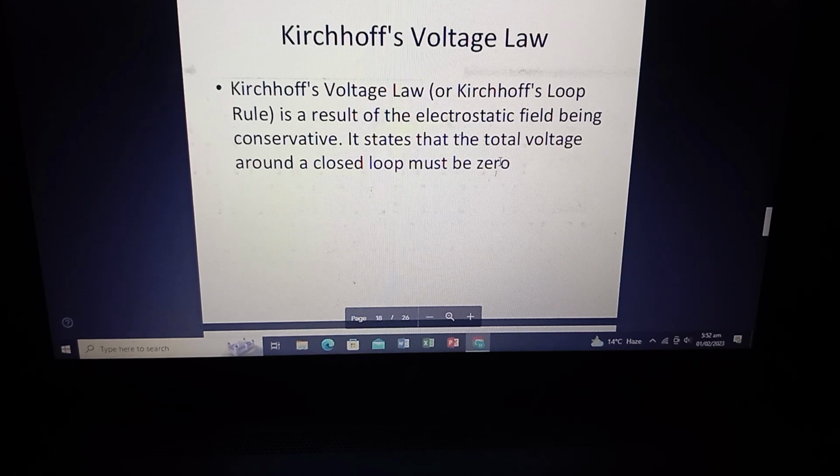Kirchhoff's voltage law, also named Kirchhoff's loop rule, is a result of the electrostatic field being conservative. It states that the total voltage around a closed loop must be zero. Here the key word is closed loop. It states that the total voltage around a closed loop must be equal to zero.